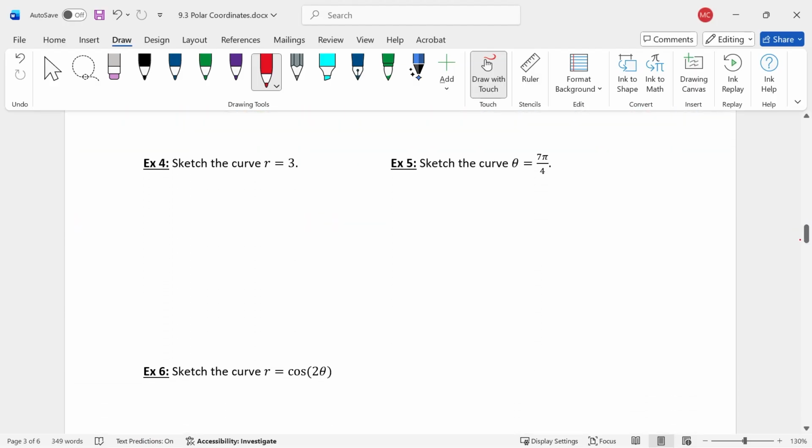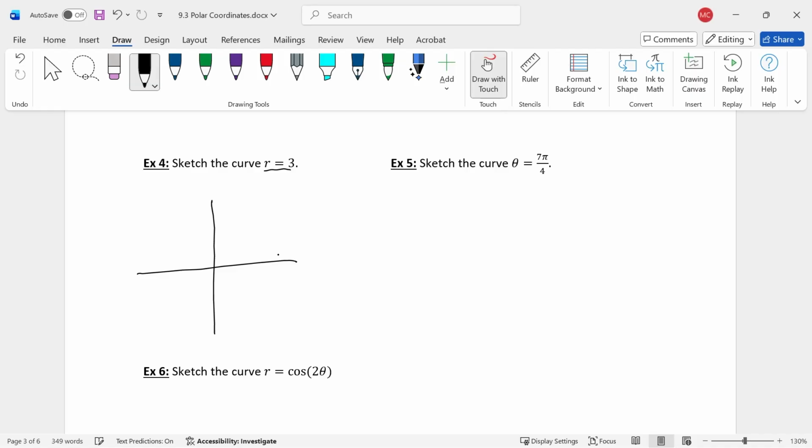So now we're going to try to figure out how to sketch curves in polar coordinates. Curve sketching in polar coordinates can seem a little tricky at first, but if you're really systematic with how you do things, then you'll get the hang of it before too long. Now, this example is relatively simple. We've got a constant function, r equals 3. So sketch the curve r equals 3.